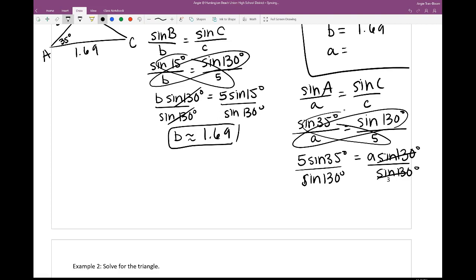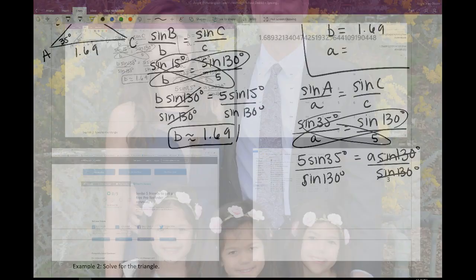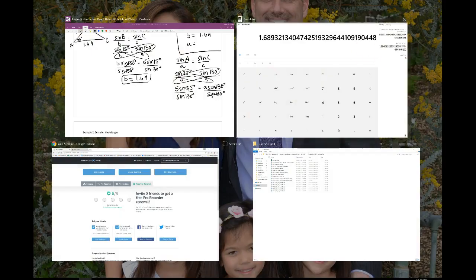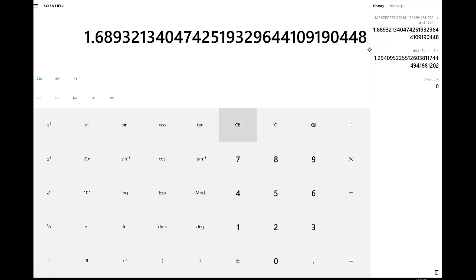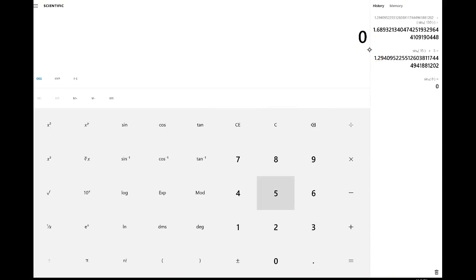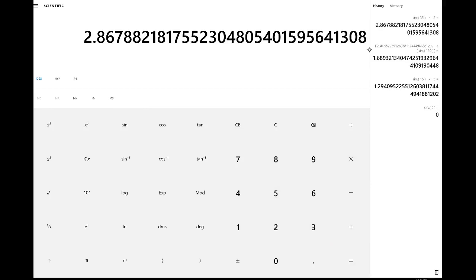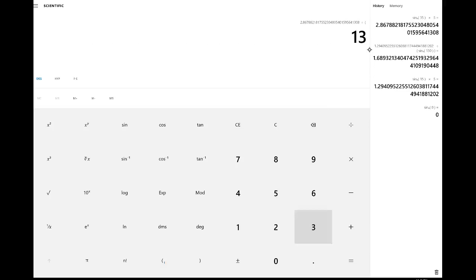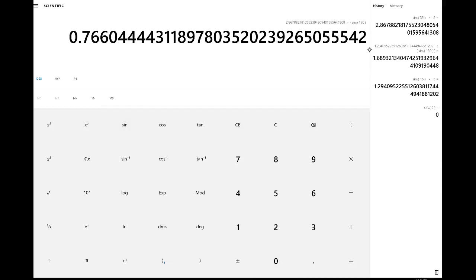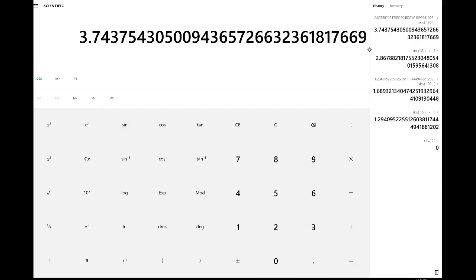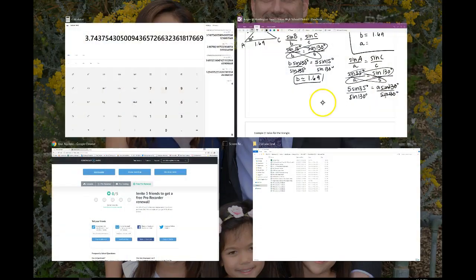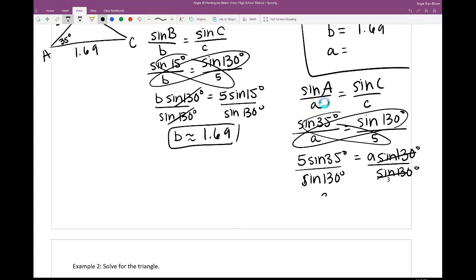Using the calculator again, let's do sine of 35. Clear that out. So 35 and then hit sine, then times 5 and hit enter. Then I'm going to divide, open quantity, 130, and then sine of that, close that quantity, hit enter. So 3.74 is what I want to write down. Little a is about 3.74.